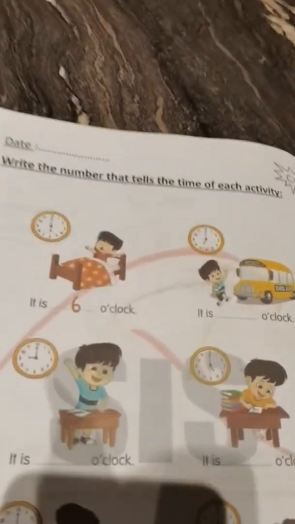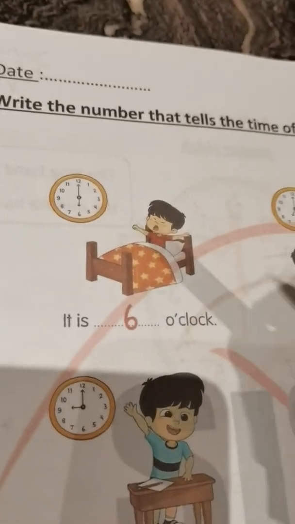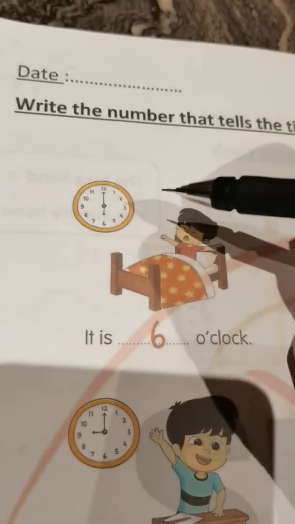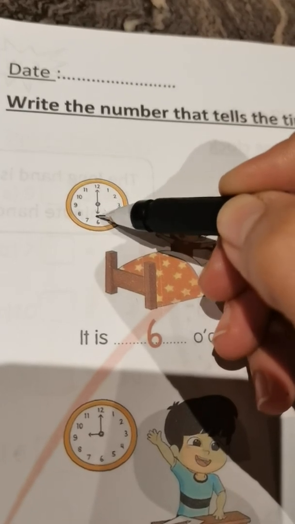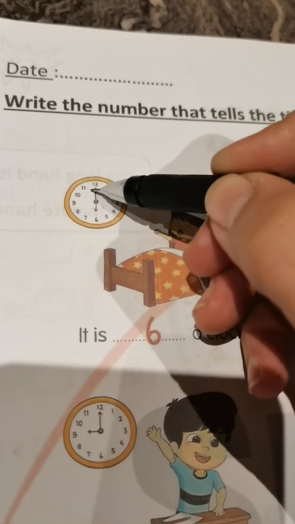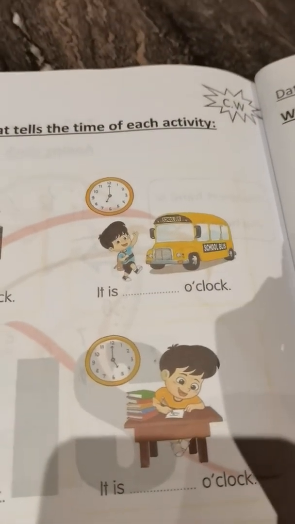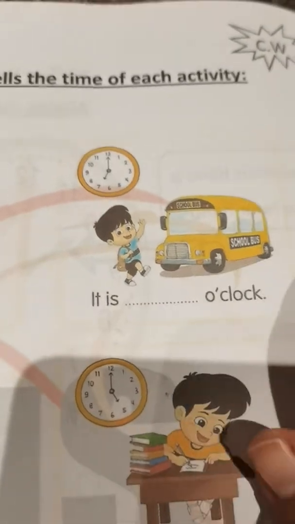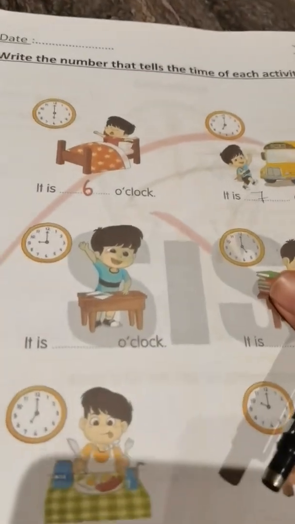Yes. This is here our friend, let's call him Yusuf. Yusuf wakes up at 6 o'clock. How would I know? Because the short hand is looking at number 6 and the long hand is at number 12. Next, he rides the bus. At what time? Yes, the short hand is looking at number 7 and the long hand at number 12. This means that the time is 7 o'clock.